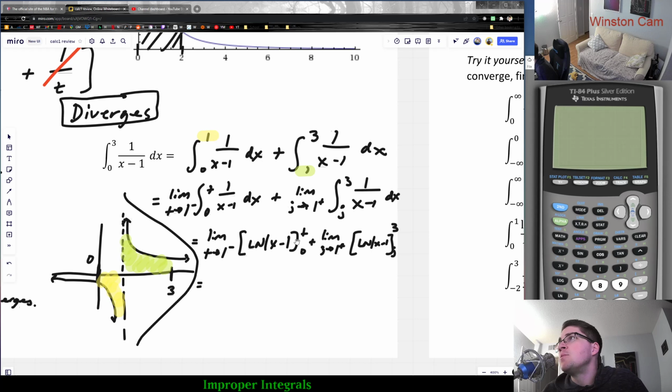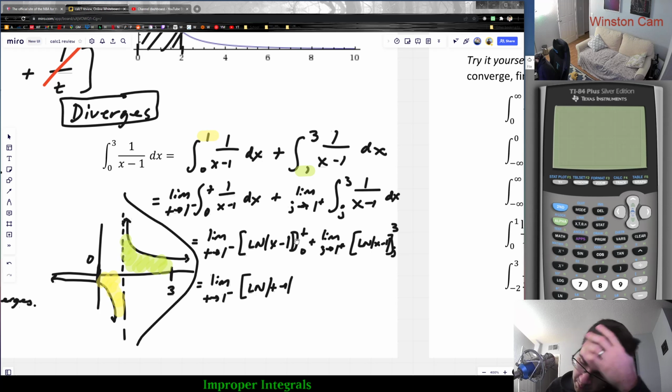But now we need to plug in our boundaries. Again, I forgot to close my absolute value, because a 1 and 1 in absolute values don't really play very nicely. But we'd have the limit as t approaches 1 from the right. We'd have the natural log of t minus 1. And then plugging 0 in would give me ln of 1, which is 0.